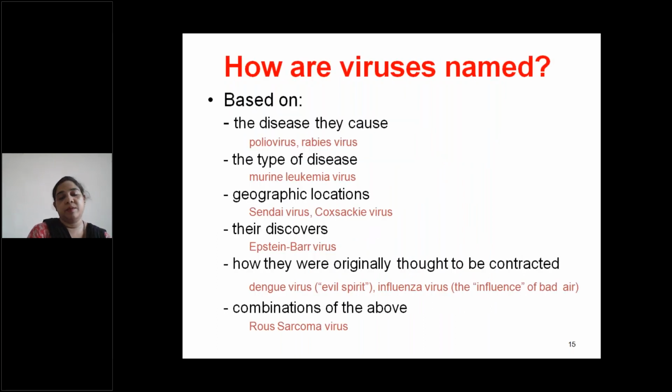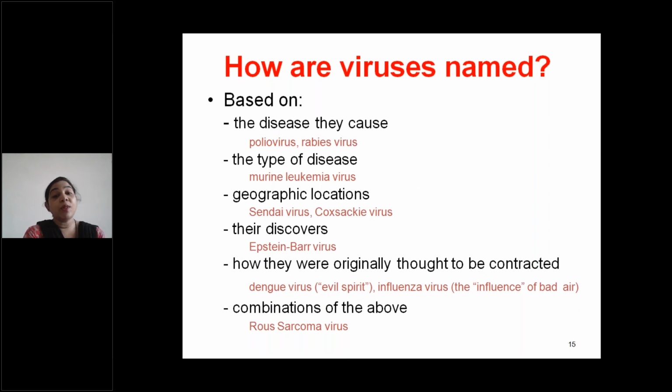How are viruses named? Viruses are usually named in different forms. First one, based on the disease they cause. If they cause polio, they are called poliovirus. If they cause rabies, they are called rabies virus. Any other examples? If they cause measles, they are called measles virus. If they cause mumps, it is called mumps virus. So, depending upon the disease they cause, that is the first one.